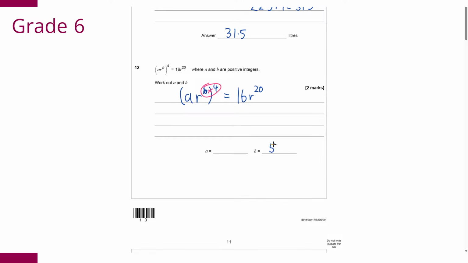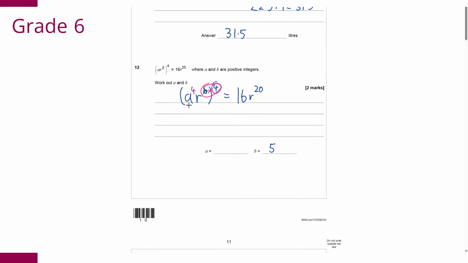Because the rules for indices are that the index on the inside of the bracket and the index on the outside just get multiplied. Okay, not added, multiplied. Now this 4 will then go with the A to raise it to the power of 4.